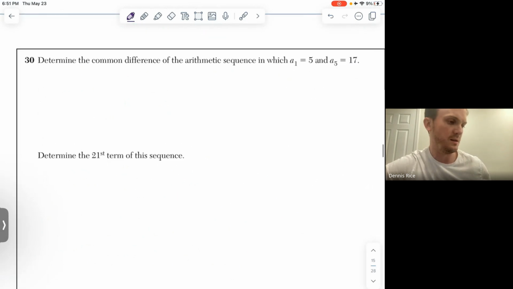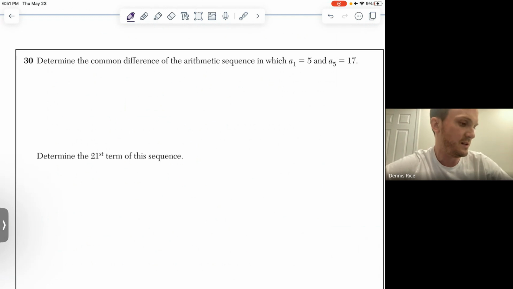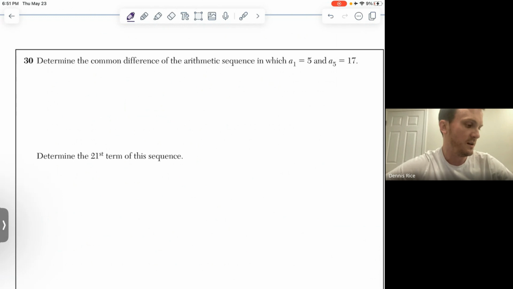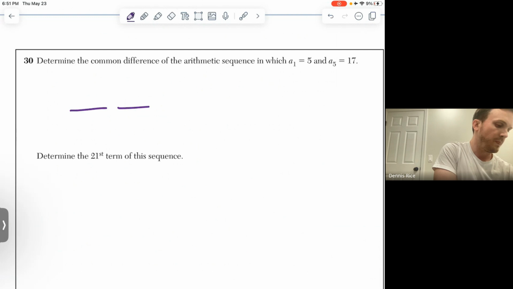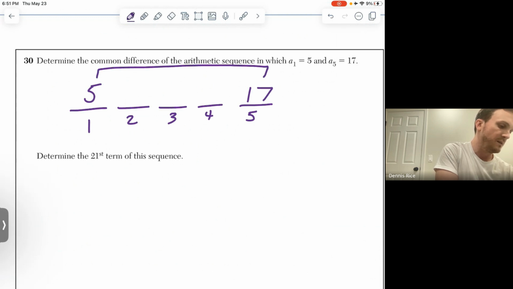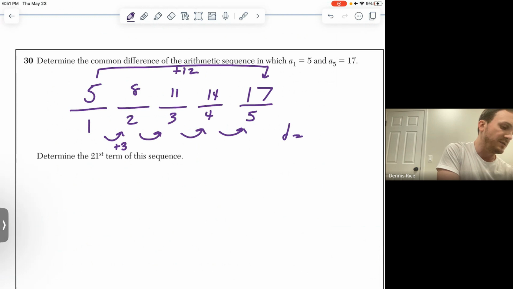30. Another sequence question. Determine the common difference in the sequence, and then find the 21st term. Trying to think how we want to do this. So we usually do these like this. They are telling us it's arithmetic, which means you're adding something. So we know this goes up by 12. There's 1, 2, 3, 4 jumps for plus 12, which means each one is plus 3. You can check to verify. So we know the common difference is 3.